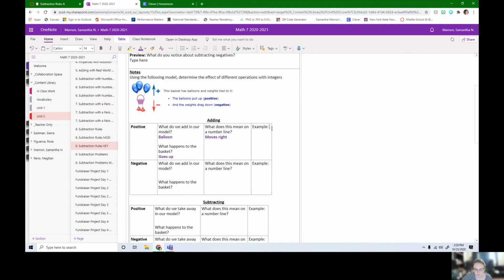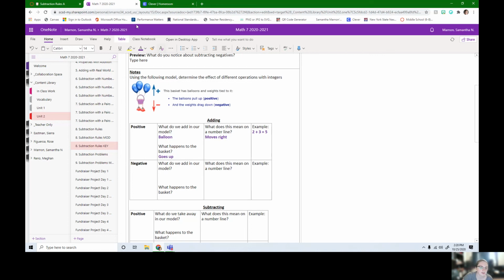For our example, I think they did this in the video. They talked about 2 plus 3. We know 2 plus 3 is 5, so that's how we're going to fill out this table. That's for adding a positive. Why don't you pause the video and try to fill in the answers for adding a negative.